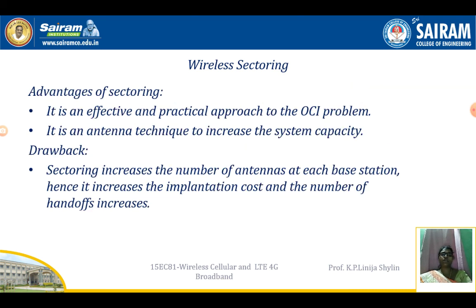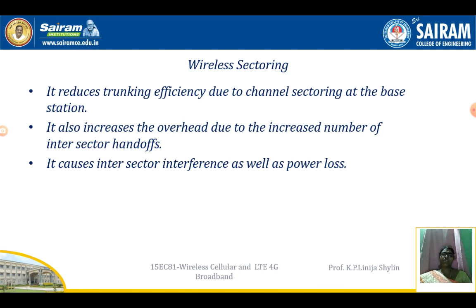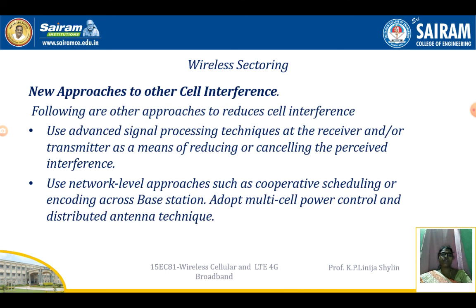Another is that it reduces the trunking efficiency. Due to the reduction in trunking efficiency, the next drawback is that it increases the overhead of handoffs, as we have already seen, and also intersector interference. These things cause power loss. So these are the drawbacks we are going to face in sectoring.